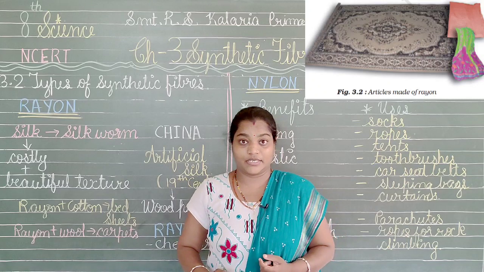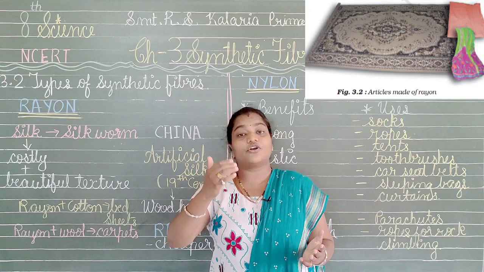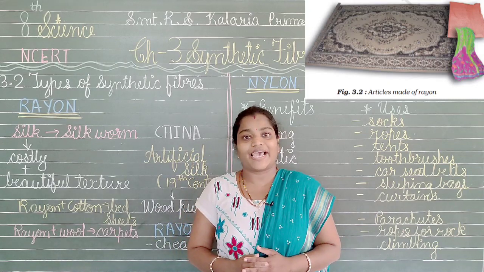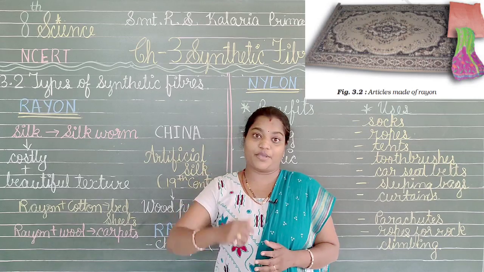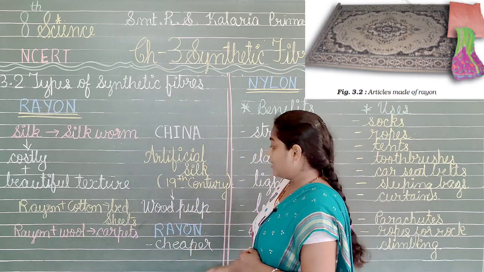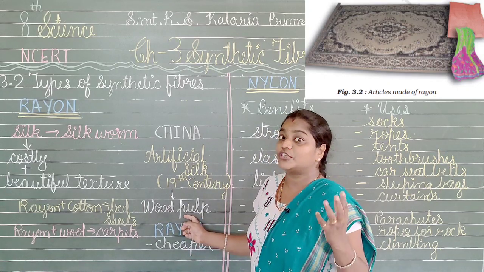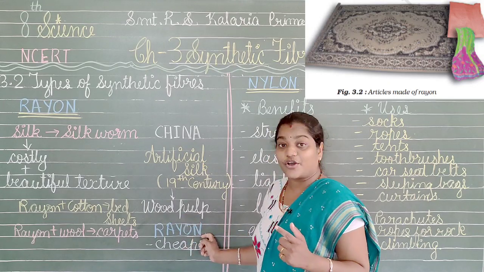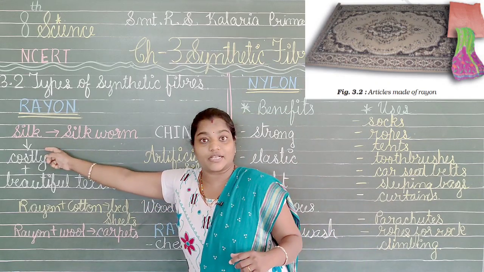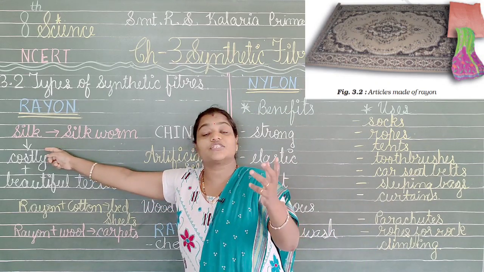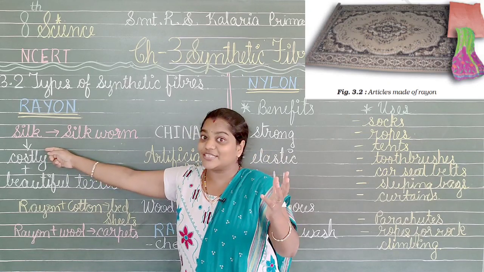Now you will have a question: if it is made from wood pulp, then it should be called a natural one, isn't it? But actually we are treating it with chemicals, and thus we call it a synthetic fiber. So this wood pulp was chemically treated, and then we obtained the artificial fiber termed rayon, which was cheaper compared to the original silk. But the benefit was that it resembled silk, meaning the texture was similar to silk. Isn't it a good point?